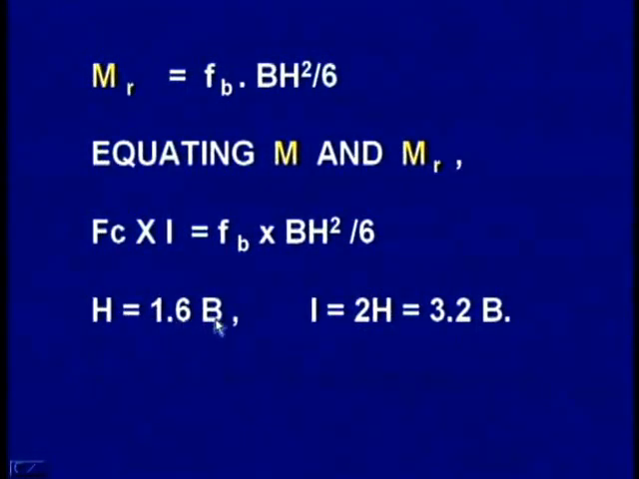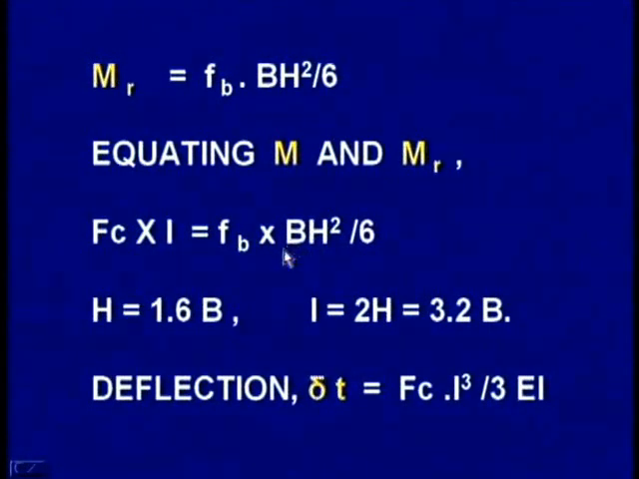H is taken as 1.6 times B. Likewise L is equal to 2H, that is, the overhang arm length is 2 times H, which in turn is equal to 3.2 B. So by taking suitable proportions between L, H and B and substituting the values in this equation Fc into L is equal to Fb into Bh square by 6, we can get the values of L, B and H. So that will be the final value of the breadth, height as well as overhanging arm length L.